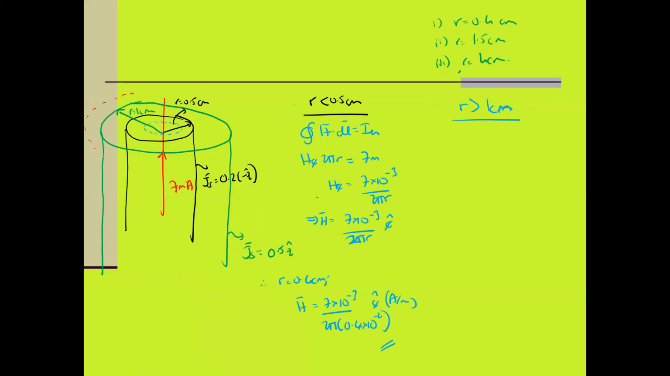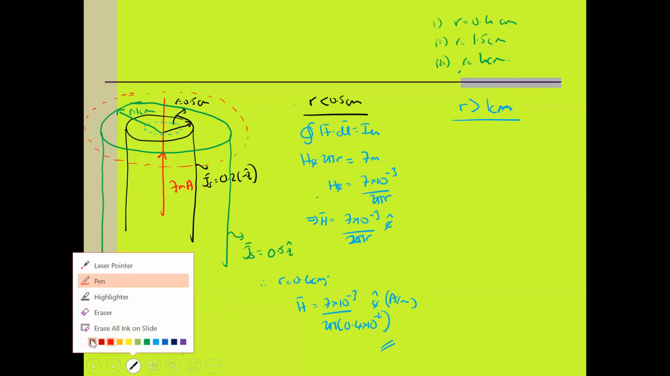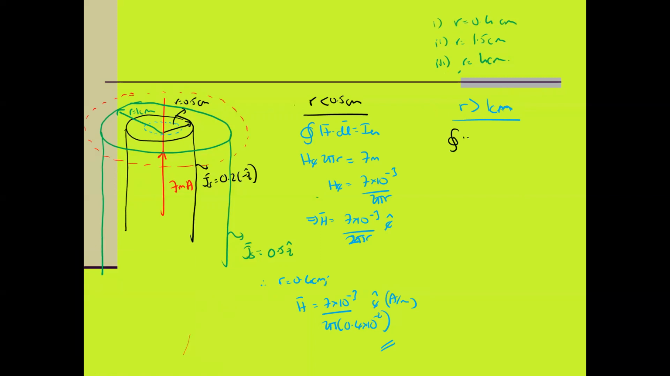That should be our Amperian loop, our loop for the second case. Based on this, we can write that the closed line integral of H dot dl will be equal to I enclosed. For the left-hand side, we get H phi times 2 pi r, whereas for the I enclosed, we have three current distributions. The first is a filament of 7 milliampere. Then we have a surface current at 0.5 cm, and following this, a surface current at 1 centimeter.